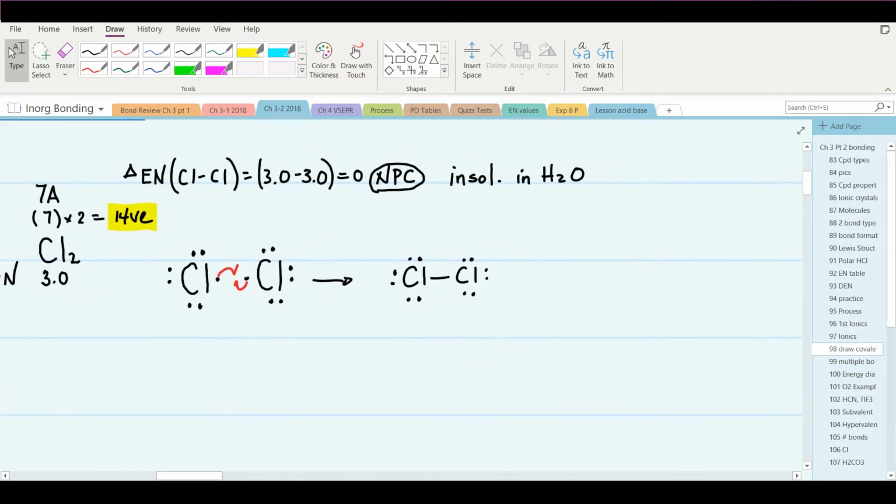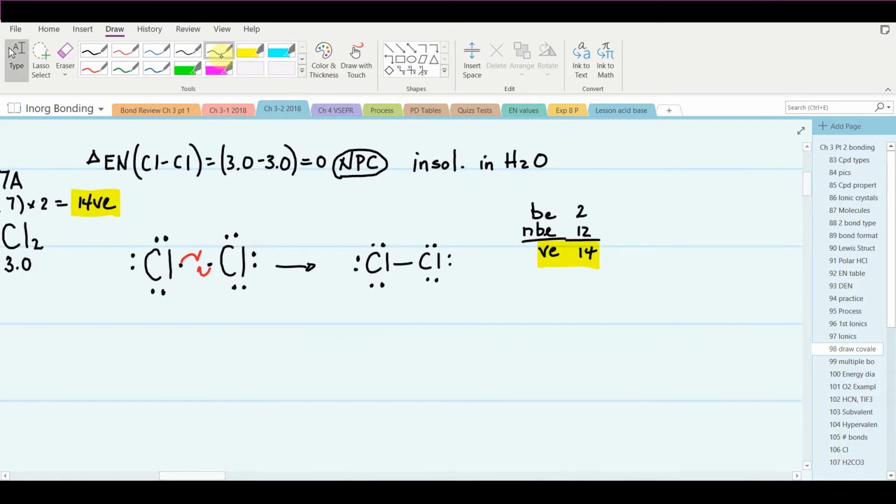We said we should see 14 valence electrons in it, so let's keep track of that. We'll add up the bonded electrons plus the non-bonded electrons, and that'll give us the total number of valence electrons. There are 2 electrons in every bond. That means there's 2 bonded electrons, and 2, 4, 6, 8, 10, 12 non-bonded electrons for a grand total of 14. And good, that agrees with what we determined. So this is called a single bond, obviously.